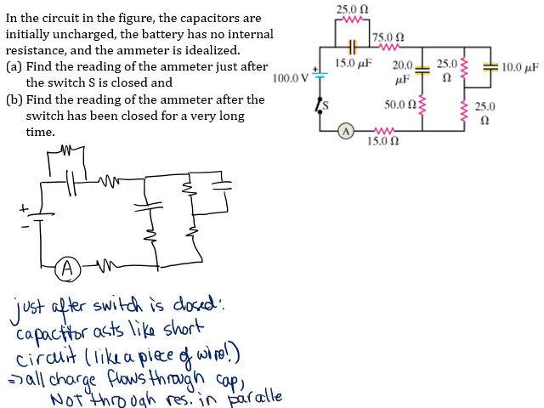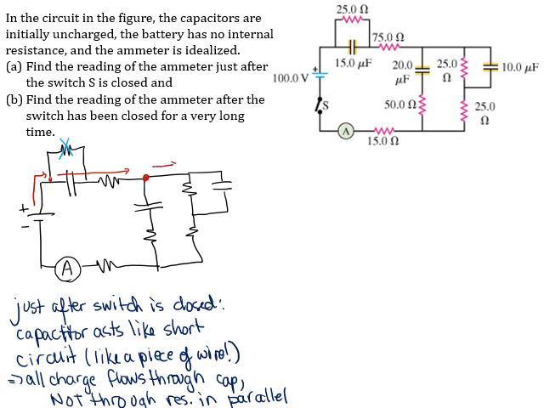Let's look at what that means for our diagram. So our current leaves our battery, comes up, hits a branch. When it comes to this branch, it is not going to flow through that top resistor because that's hard to do. It's going to flow through the capacitor. And it's going to hit this resistor. It has no choice. Then it comes to a junction.